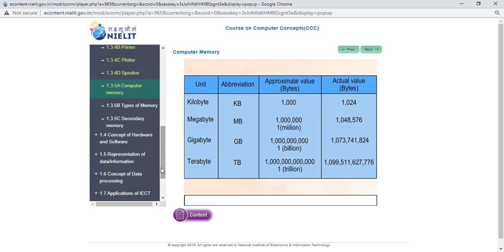Unit, megabyte, abbreviation, MB, approximate value, 1 million bytes, actual value, 1,048,576 bytes. Unit, gigabyte, abbreviation, GB, approximate value, 1 billion bytes, actual value, 1,073,741,824 bytes. Unit, terabyte, abbreviation, TB, approximate value, 1 trillion bytes, actual value, 1,099,511,627,776 bytes.